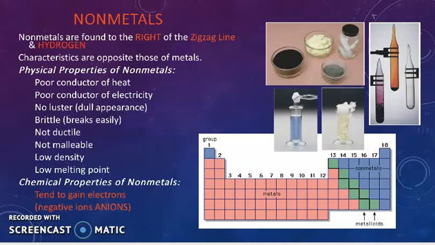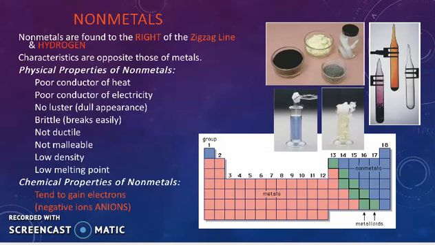So physical properties of nonmetals, they're poor conductors of heat and electricity. They don't conduct heat and electricity very well. They're also not very shiny. They're usually dull. And they break easily, so they're not ductile or malleable. You can't make them into wires, can't pound them into sheets. They have a low density, so usually they're pretty light for their size comparatively. And they have a low melting point. It is easy to take them from a solid and melt them down into a liquid.